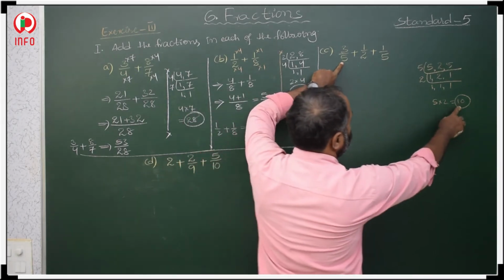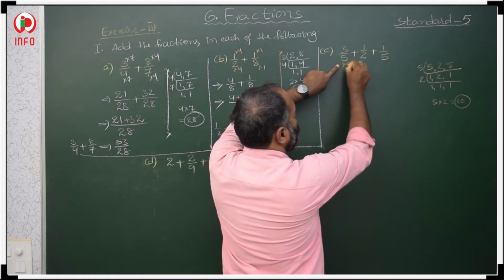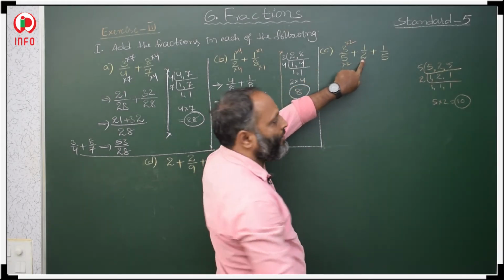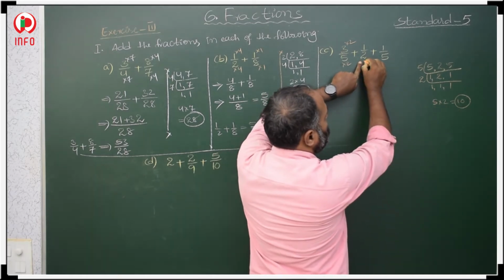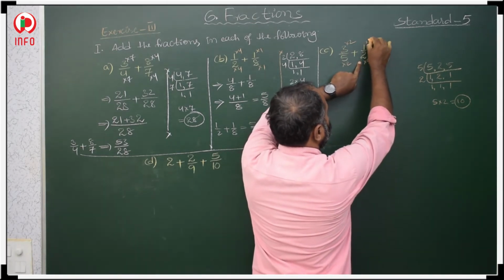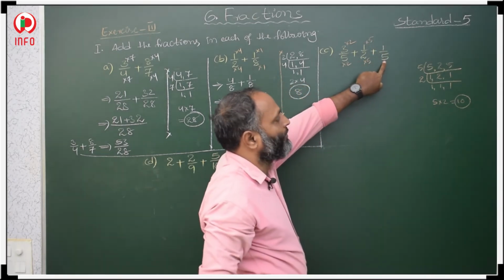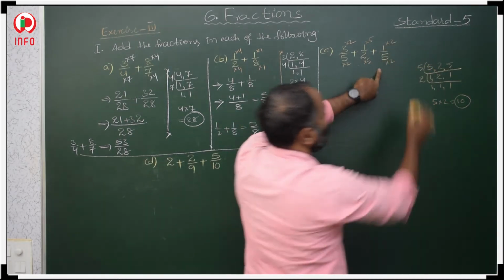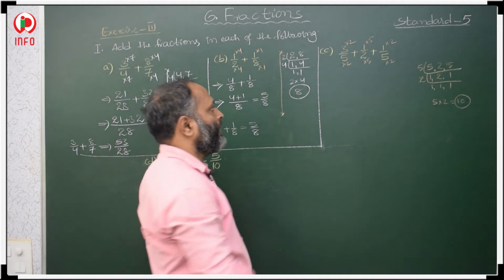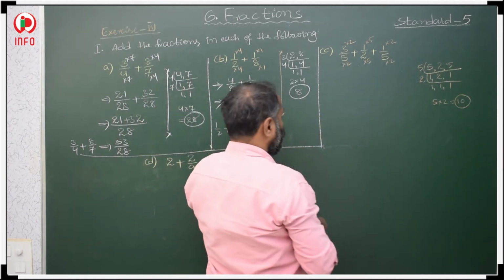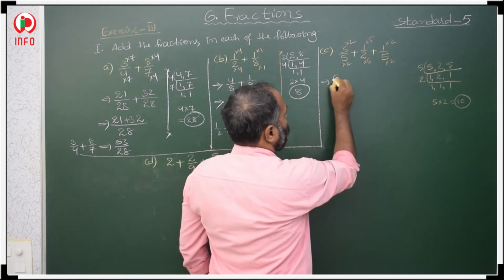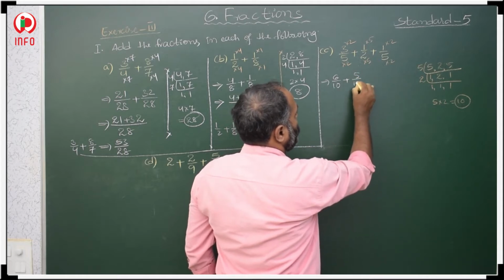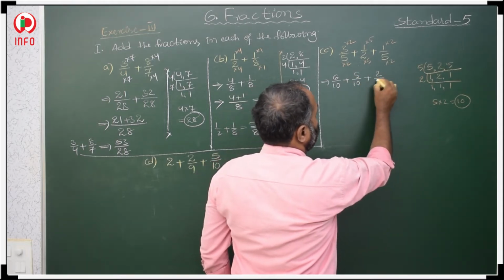Now, for the first fraction's denominator, in the 5 table, when the LCM comes, 5 twos are 10, so multiply by 2, numerator and denominator. Again, for the second fraction's denominator, when you get this 10, 2 fives are 10, so multiply by 5. For the third fraction's denominator, in the 5 table, when you get this LCM, 5 twos are 10. Then, now 3 twos are 6 by 5 twos are 10. 1 fives are 5 by 2 fives are 10. 1 twos are 2, 5 twos are 10.